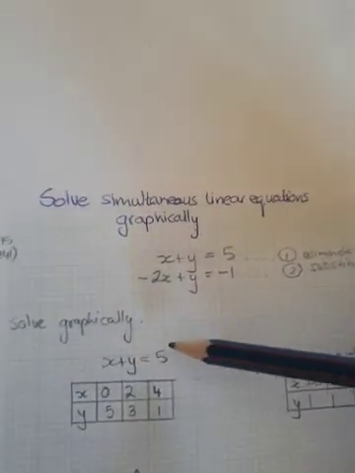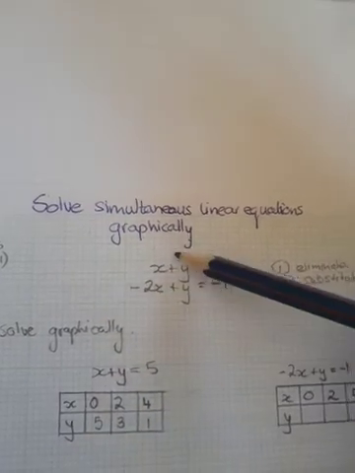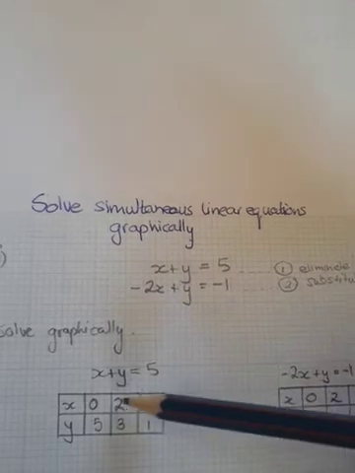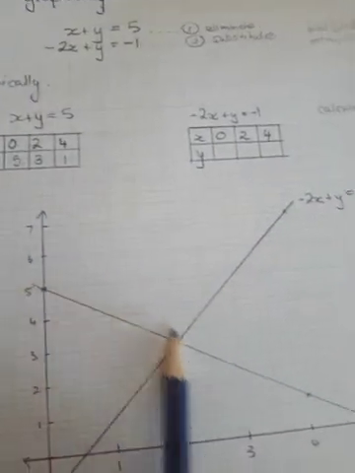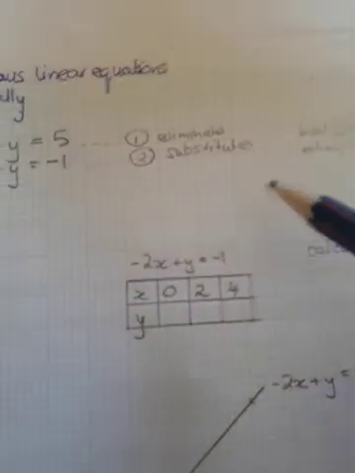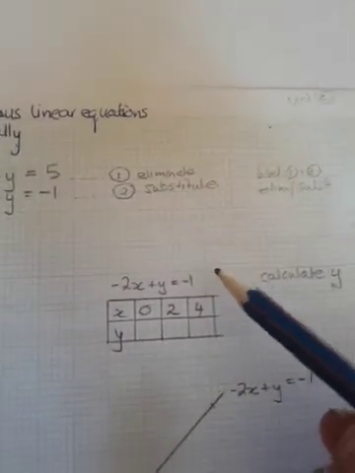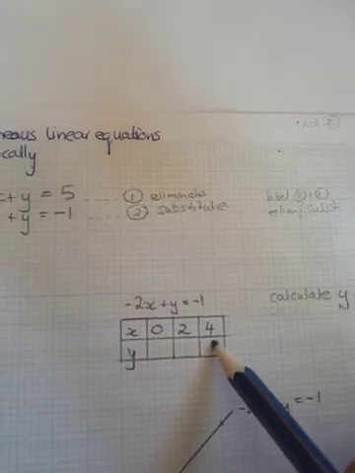In this question, however, we will look at how to solve it graphically, which means you must simply draw your two graph lines, okay? So x plus y equals 5. We've got these coordinates. I have plotted them already and I have drawn my line. Okay, for the second equation, I want you again to look at how to calculate your y coordinates.